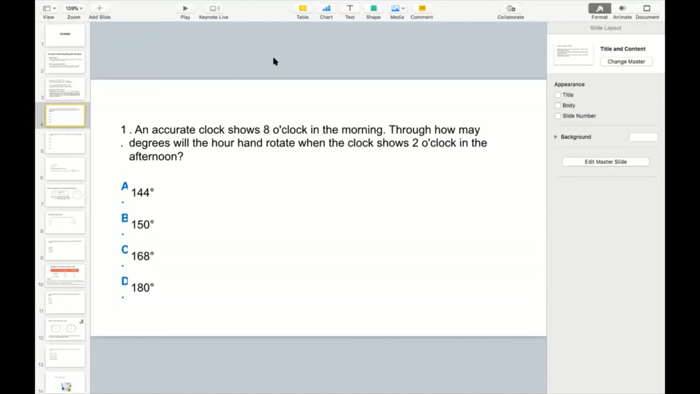In this particular case, the hour hand initially was pointing at 8 o'clock and then it was pointing at 2 o'clock. So it's a period of exactly 6 hours. The question is asking by how many degrees the hour hand has rotated. We know that in 12 hours it covers 360 degrees. So in 6 hours, it must have covered 180 degrees.